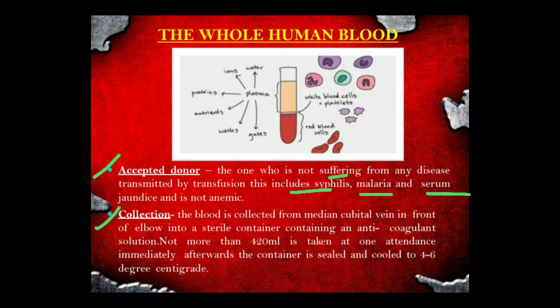The blood is collected from the median cubital vein in front of the elbow into a sterile container which contains an anticoagulant. Not more than 420 ml is taken at one attendance and immediately afterwards the container is sealed and cooled to 4 to 6 degrees centigrade. That is the storage condition of the blood that needs to be maintained. So at a time 420 ml of blood can be taken and immediately it has to be stored at 4 to 6 degrees centigrade temperature.